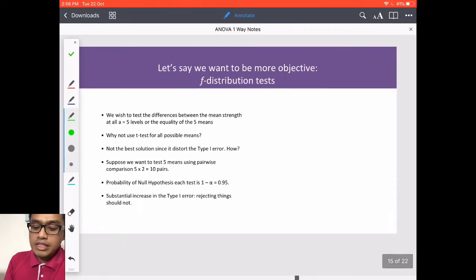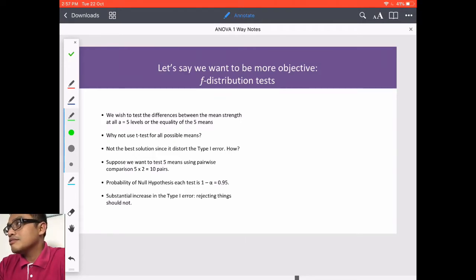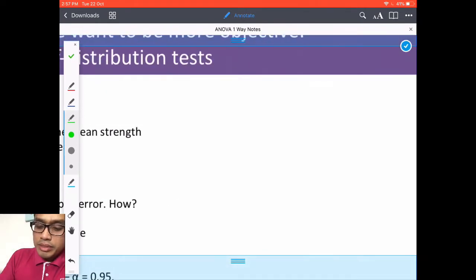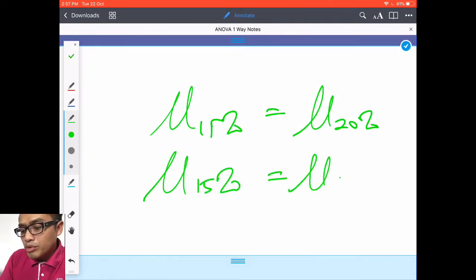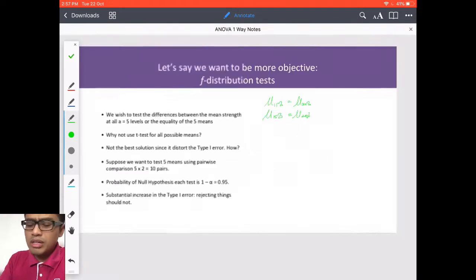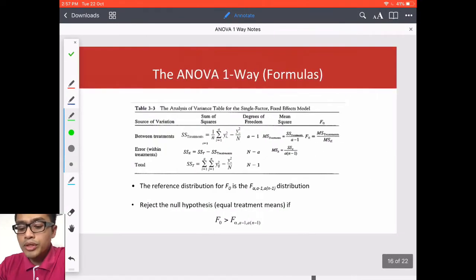Okay. So in this case, we cannot use t-test again because it takes a long time to finish. You need to compare groups per groups. For example, mu of 15% compared with mu of 20%, mu of 15% compared with mu of 25%, which will take you a lot of time. So we do ANOVA one way.